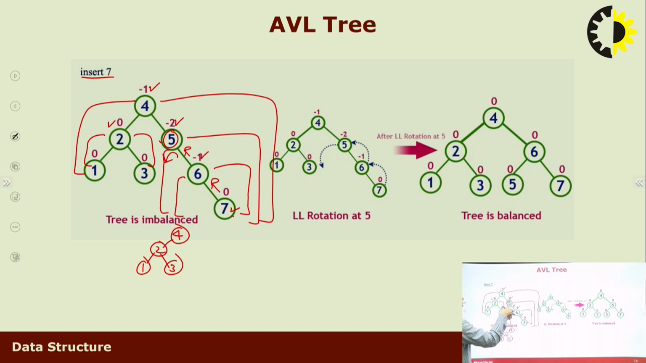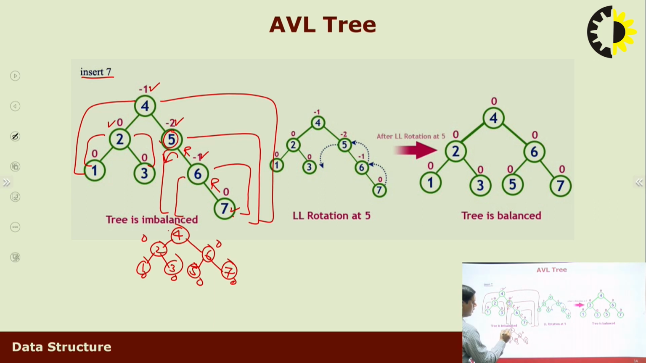Now here we are rotating the tree in the left direction at node number 5. Then definitely 6 will become the root, 5 will become the left child and 7 will become the right child of 6. Now we can check the balancing factor. The balancing factor of 1 is 0, 3 is 0. That is, for 5 it is 0, for 7 it is 0. For 2, 1 minus 1, that is also 0. For 6, 1 minus 1, that is also 0.